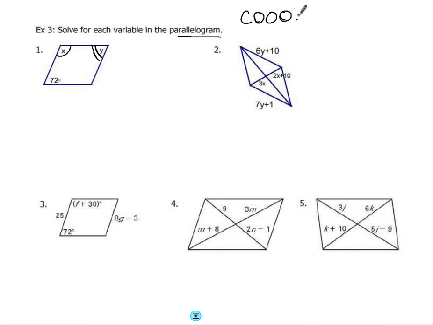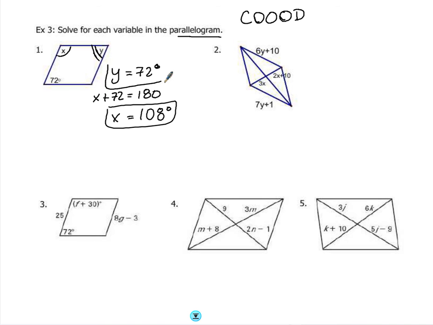Knowing those 5 properties, if this angle is 72, then its opposite angle, y, would be equal to 72. And if x is both adjacent to y and 72, then x plus 72, those two consecutive angles, would be supplementary. They would add up to 180, which means that x would be equal to 108 degrees. Make sure you box or circle your final answers to denote that you're finished. Here we have a parallelogram.